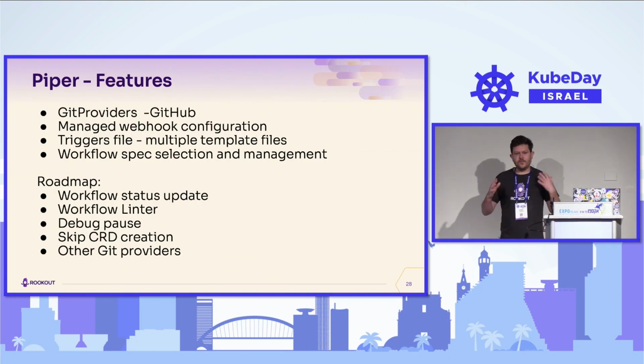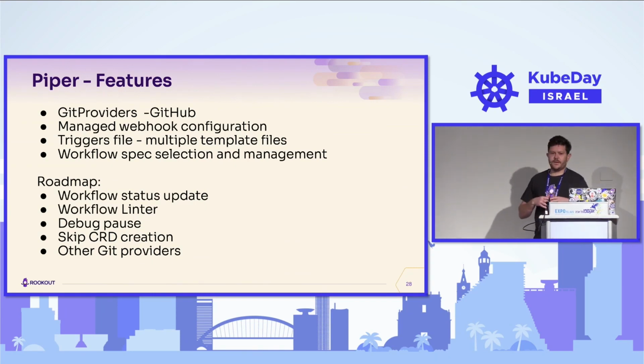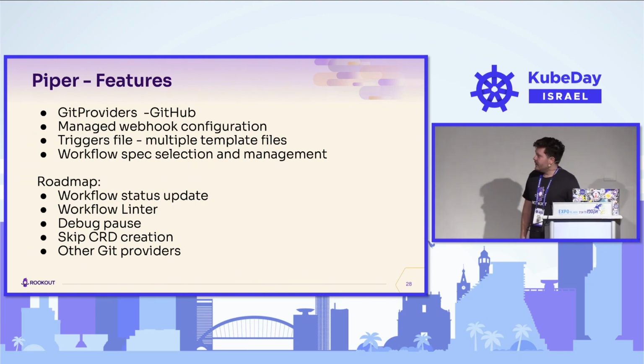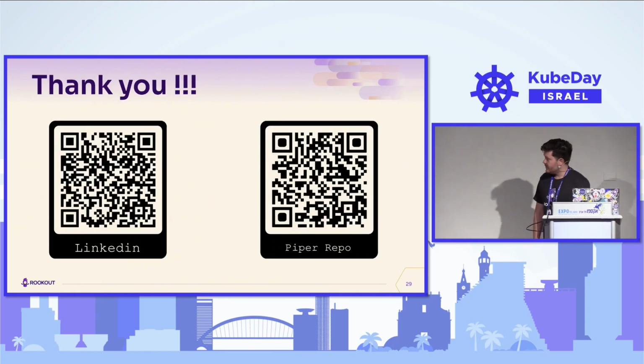And it now manages all the configuration of the webhook, the secrets, and so on, just when you provide the token to it. We expanded the interface, and now we have a trigger file that will reference all the triggers and all the YAMLs that we're going to use there. And we have a long roadmap, and of course all of you are welcome to use it and contribute to it. Here you can find the repo of it. So if you want to scan, it's great.